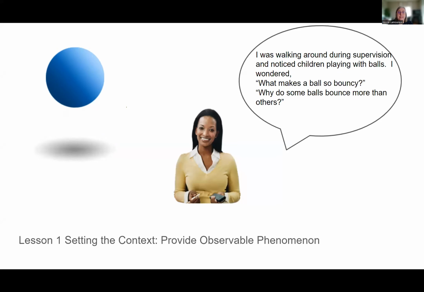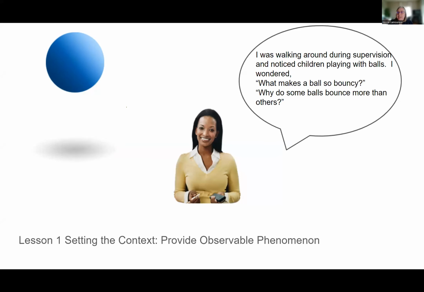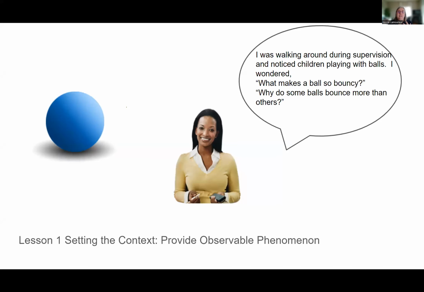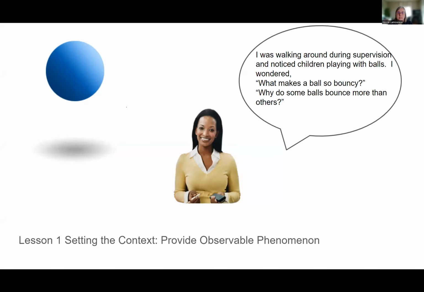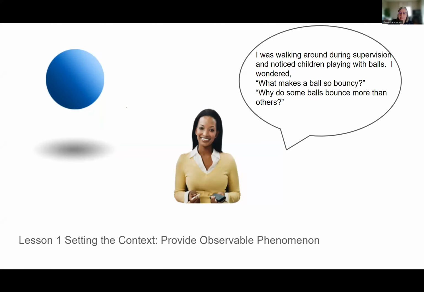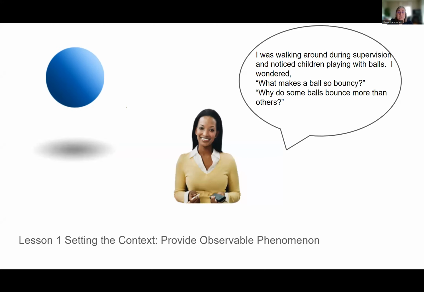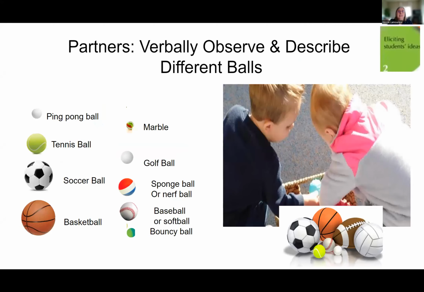For example, because we all look like that in September. You would say something like, I was walking around during supervision and noticed children were playing with balls. This is something familiar to all students. I wondered, what makes a ball so bouncy? Why do some balls bounce more than others? So this is the observable phenomenon. It's just an event, just a situation. And then I would present a list of the balls that they're going to be investigating.